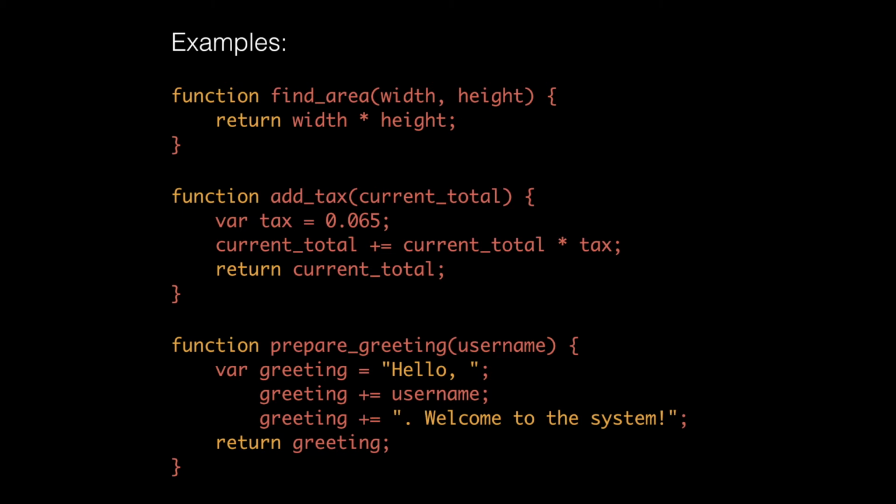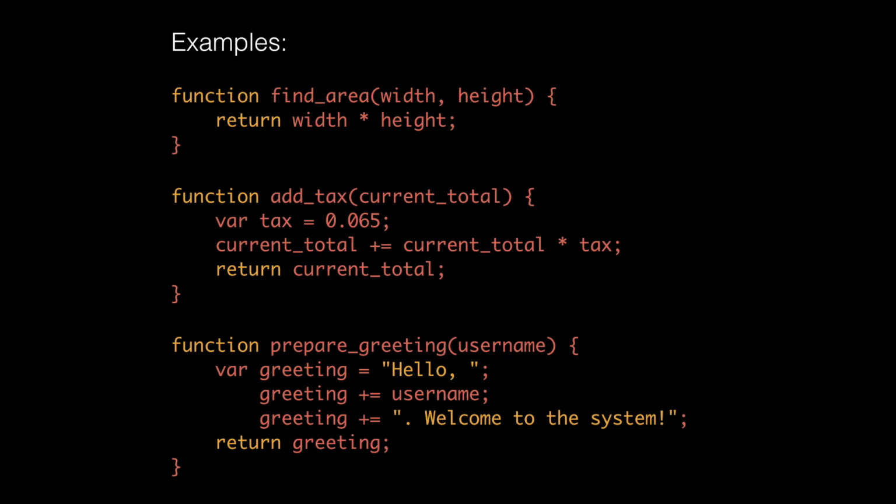The second example, the function add tax, accepts one parameter called current total. And inside of this, we declare a new variable called tax that's set to 0.065, which is a way of saying 6.5%, right? Then we say the current total, we use the addition assignment operator. So we're going to add to the current total times the tax. And then we're going to return that new value. So we're taking the current total, we're adding to it the tax value of the total, and we're outputting it.